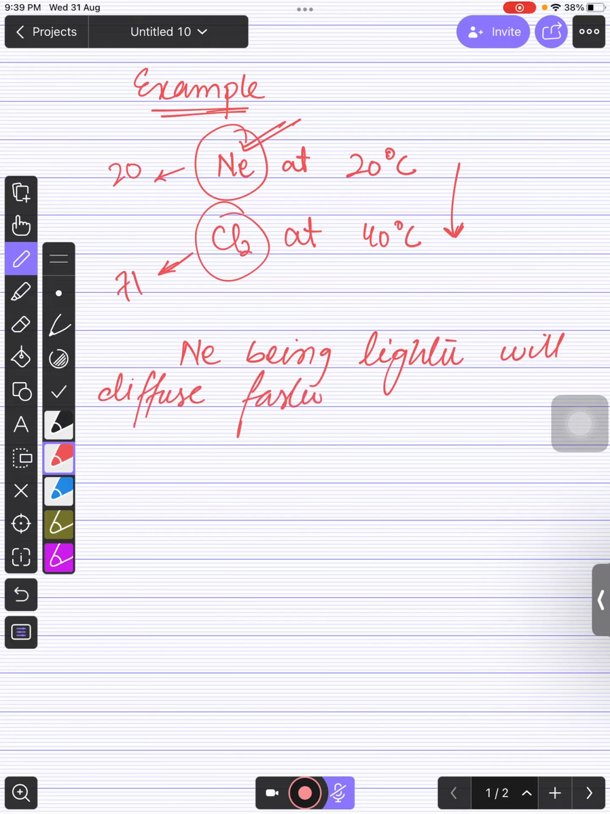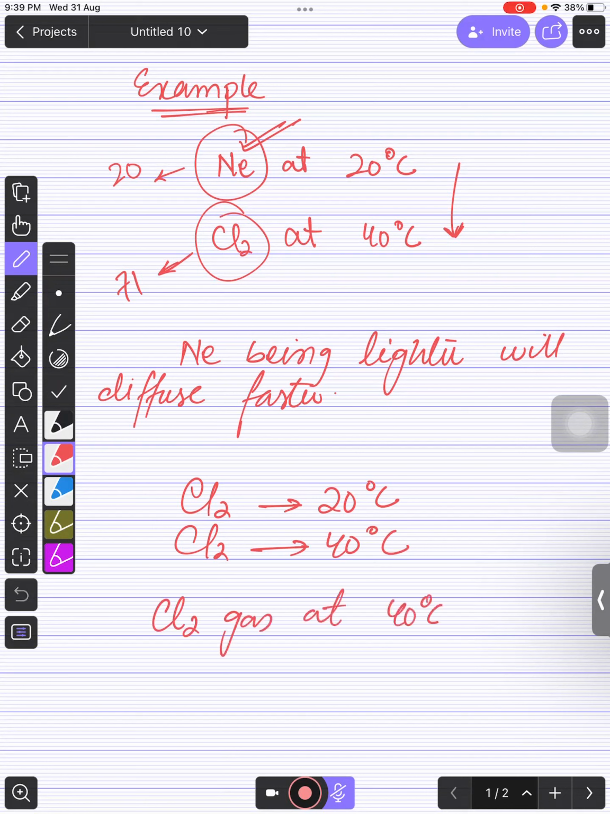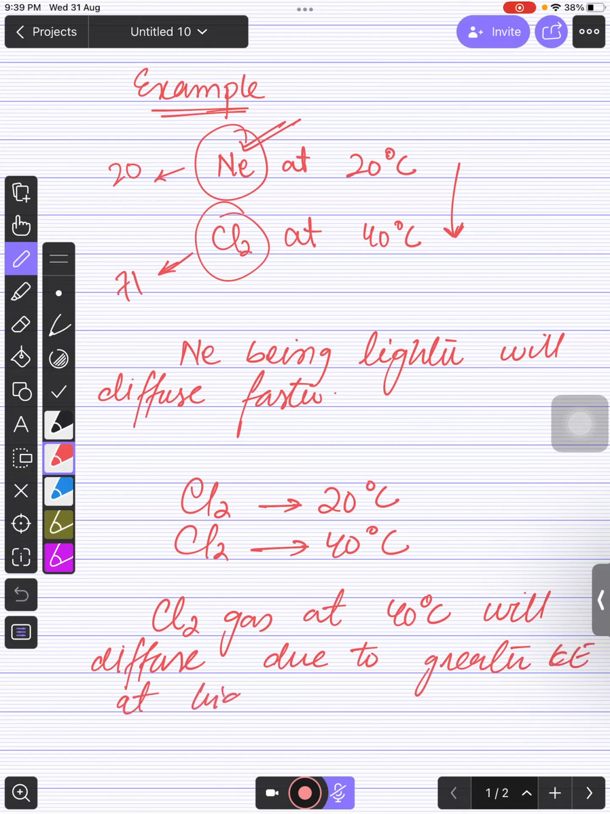Right, bacho? And for example, if we have chlorine at 20 degrees centigrade and chlorine at 40 degrees centigrade, you need to write that chlorine gas at 40 degrees centigrade will diffuse faster due to the greater kinetic energy at higher temperature, right, bacho? Is that clear to all of you?